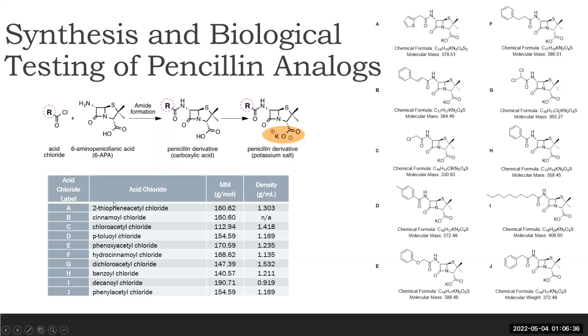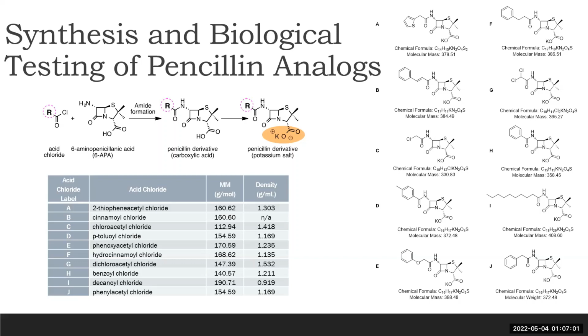And we're going to use different acid chlorides so that every group in the lab is making a different analog. And you can see all the different potential analogs that we're going to be making in the lab. So every group will be assigned a different one to make. They'll all be tested for their biological activity and their ability to inhibit bacterial growth.